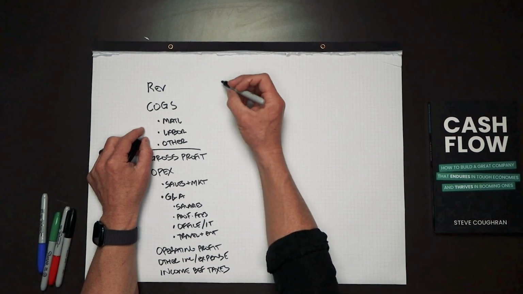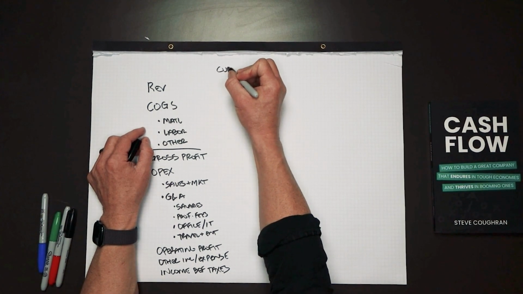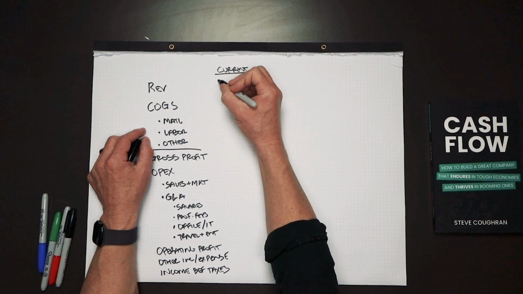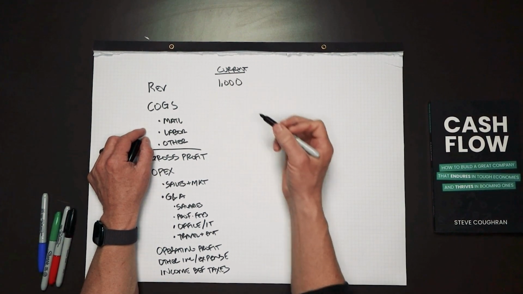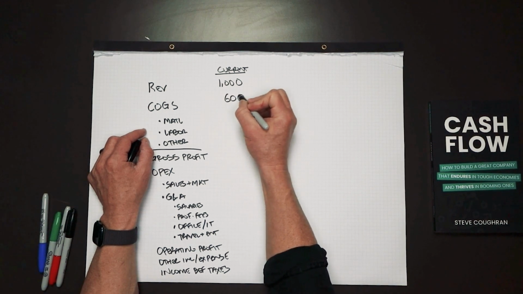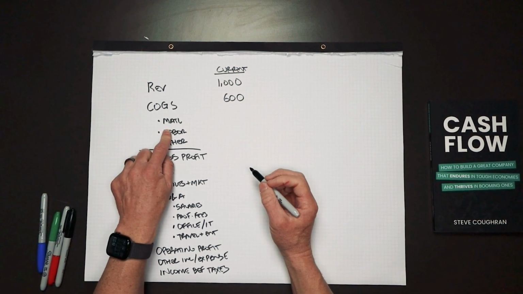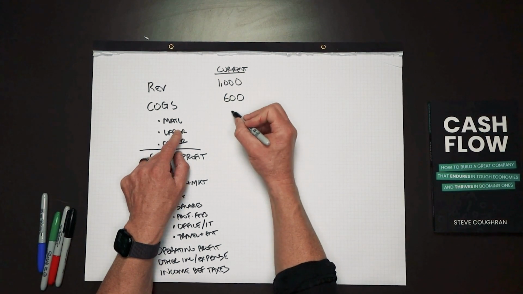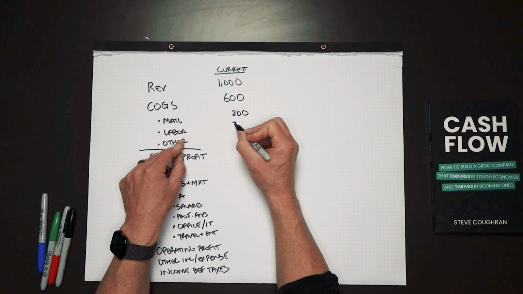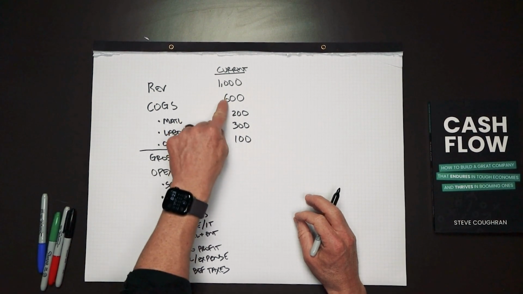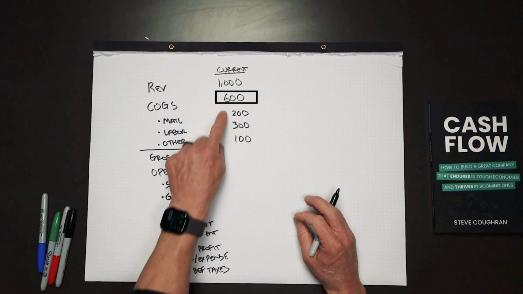Now, let me just put some numbers to this so we can understand how this all works out. But this is your current state. And we'll just use some nice round numbers to make it simple. So let's just say revenue is 1,000. Underneath cost of goods sold, that's 600. And that is made up of these sub-accounts. All right, so the sub-account materials, I'll just indent a little bit. Let's just say this is 200, this is 300, and this is 100. 200 plus 300 plus 100 equals total cost of goods sold of 600, all right?